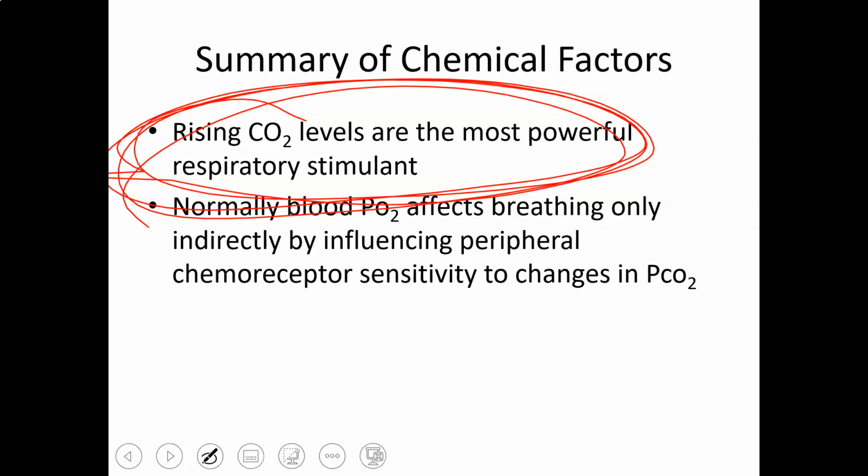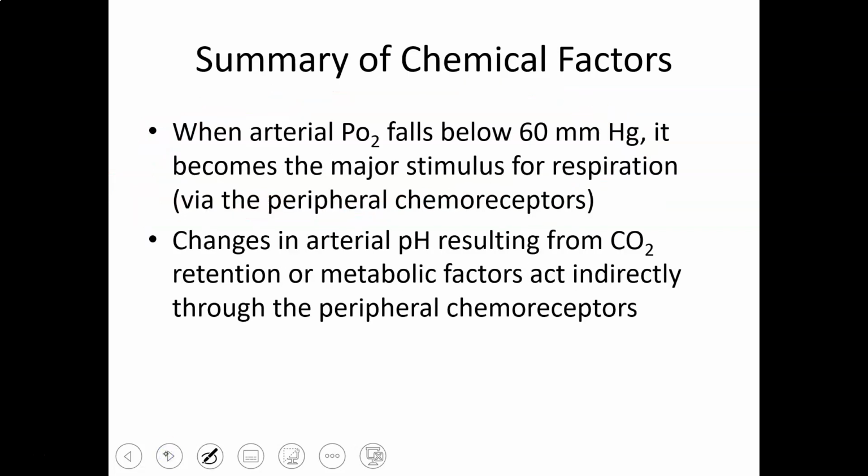If your kid ever tells you they're going to hold their breath till they die, let them do it. They're not going to die. Carbon dioxide builds up, and they're going to have to breathe because it's the respiratory stimulant. It's not until the oxygen goes below 60 millimeters of mercury that it becomes a respiratory stimulus.